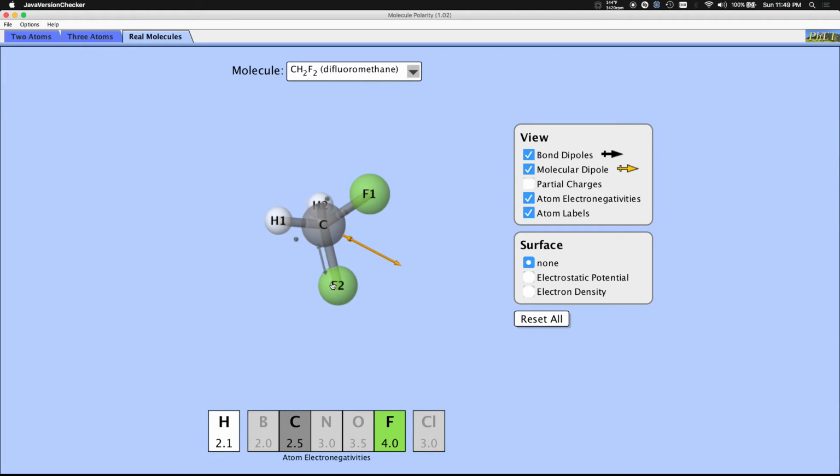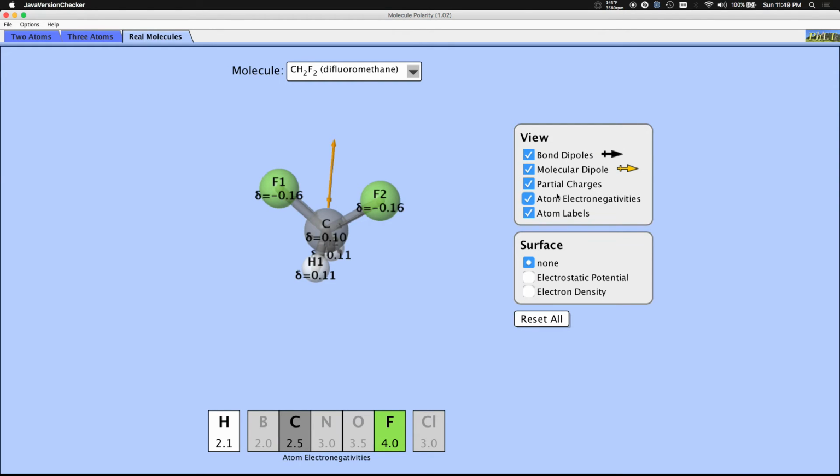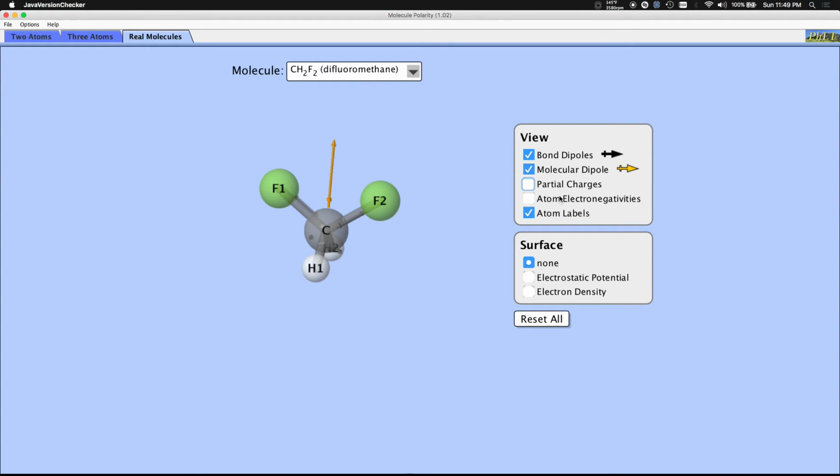Notice how the dipoles here, I know they're a little weird and kind of hard to see, but basically the hydrogens are being pulled by the carbons. They're going towards the carbons, and these two fluorines are pulling this central carbon. So your molecular dipole's going straight up. We could look at partial charges if we want to, but they're not really that huge.